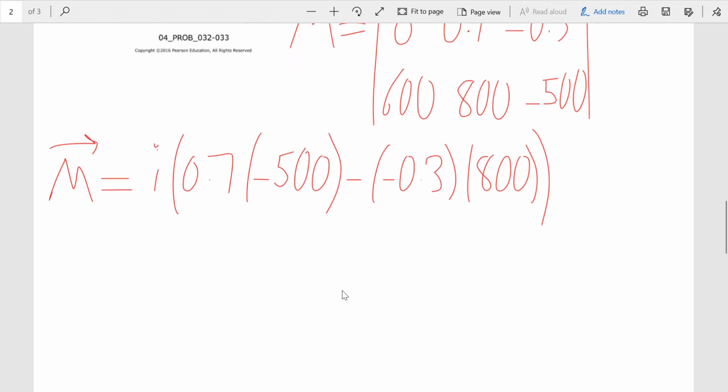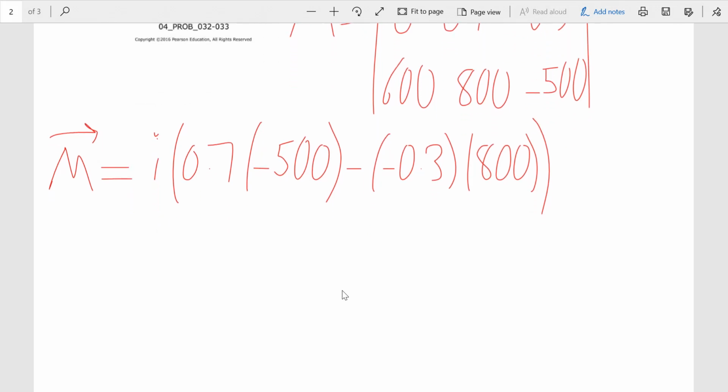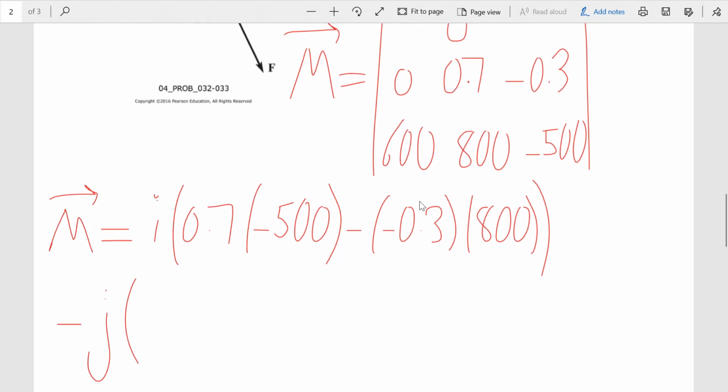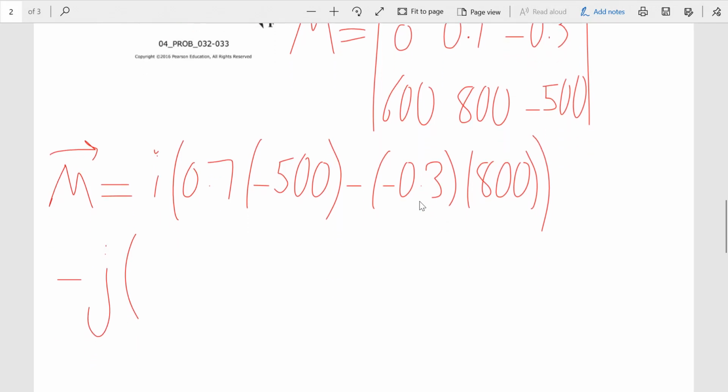That's the I component. And the J component comes with a negative. Again, that negative is part of the definition of the J component. I remove the second column and the first row. That would be 0 times negative 500, which would be 0, minus negative 0.3 times 600. So that would be positive. But I write it as negative 0.3, so you know what I did here.